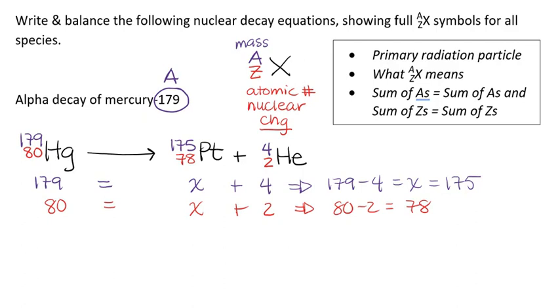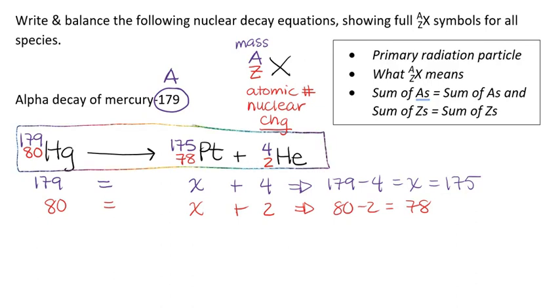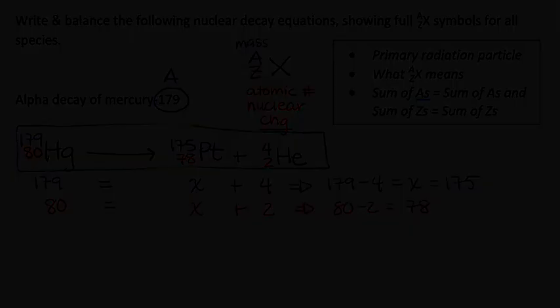Now you should always go back and check that the sum of the A's equals the sum of the A's, and the Z's equal the Z's, and 179 equals 179, 80 equals 80, and so this is the balanced equation for the nuclear decay, for the alpha decay of mercury 179.